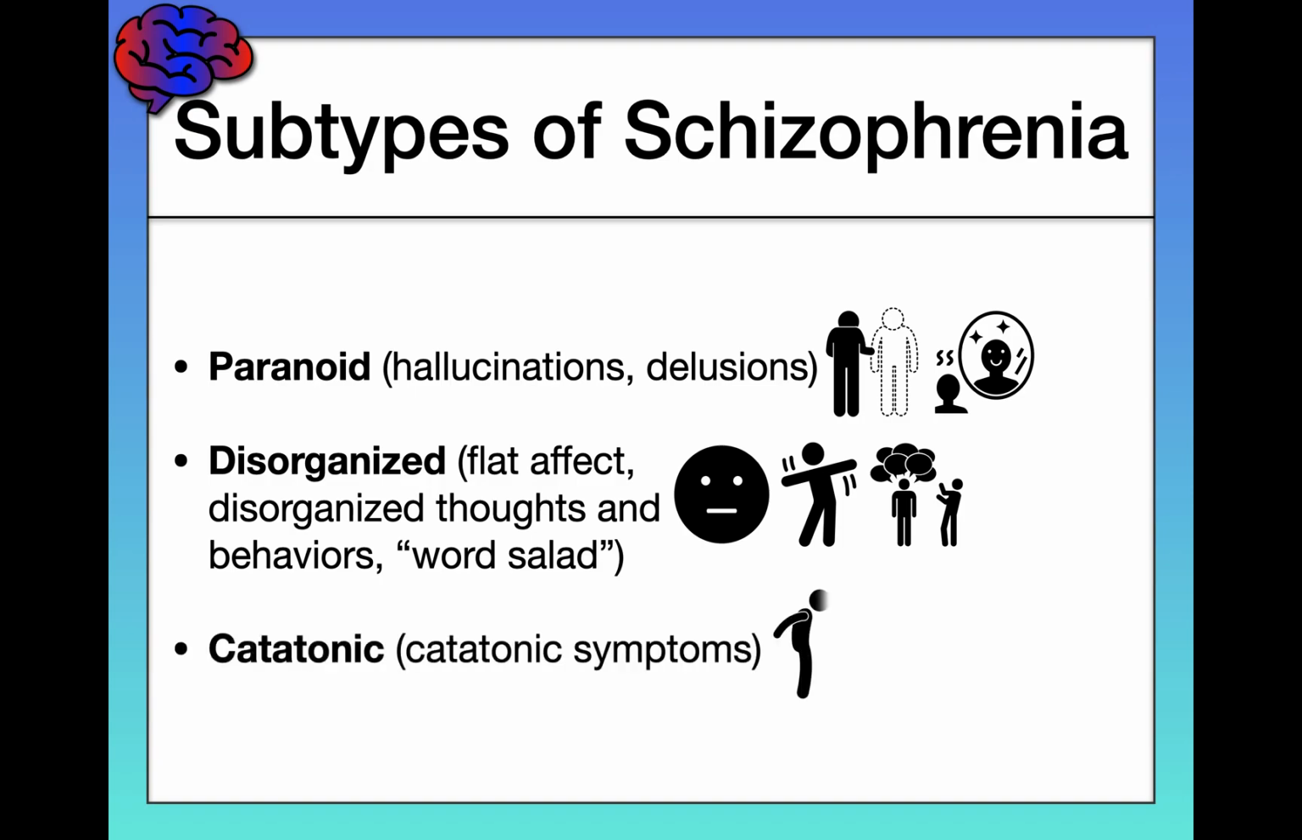And catatonic schizophrenia, where, again, you're seeing those catatonic behaviors, which I'll note are extremely rare, and typically they're the result of the progression of an untreated schizophrenia disorder for a very long period of time, but we don't see it too often.